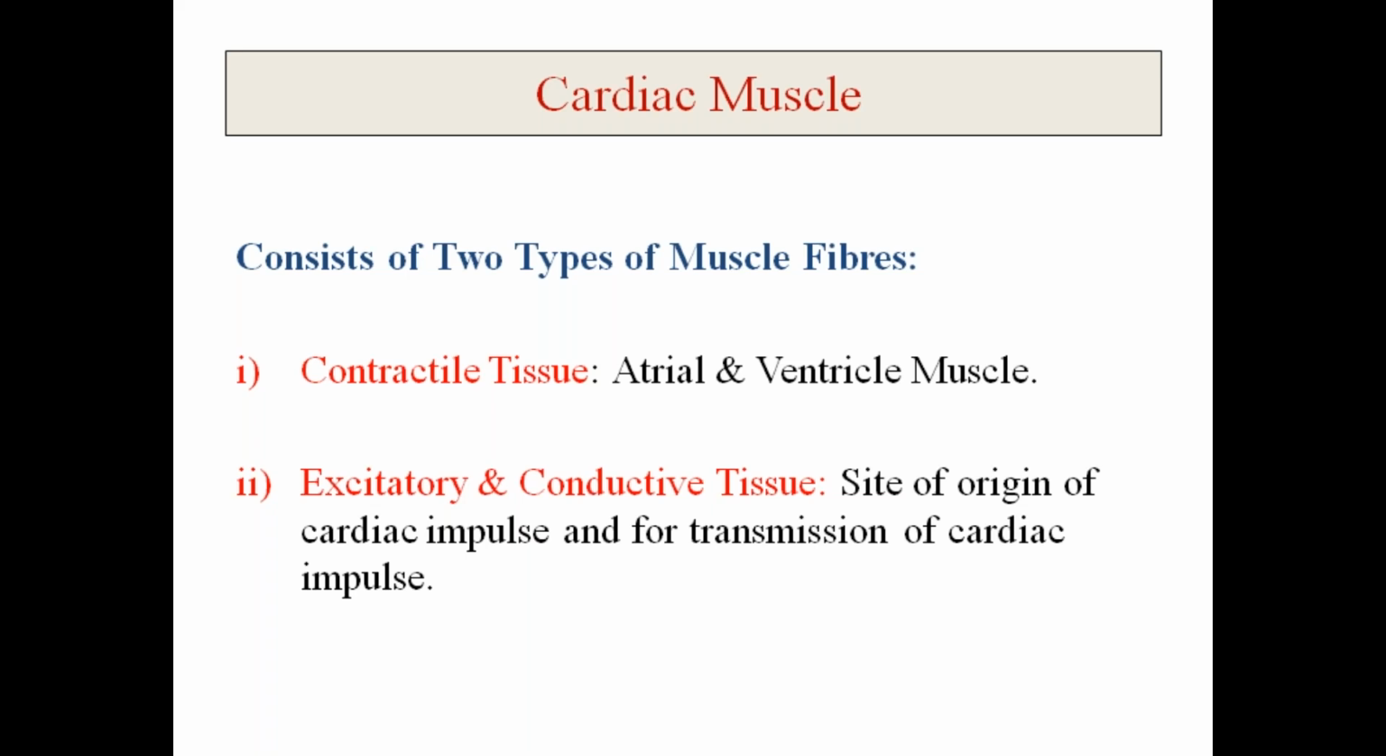In your heart, there is a pacemaker tissue, which is responsible for the genesis of impulses, and in response to these impulses, your atria and ventricles contract. The function of these excitatory and conductive tissues is that they generate impulses, and after generation, these impulses are conducted throughout your heart very rapidly through these conductive tissues. So your heart is made up of two elements. One is the contractile fiber, another is the excitatory and conductive fiber.